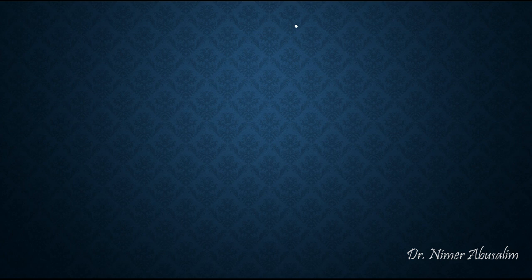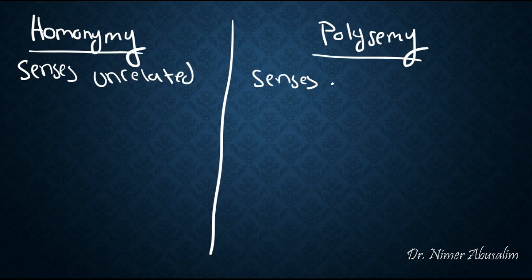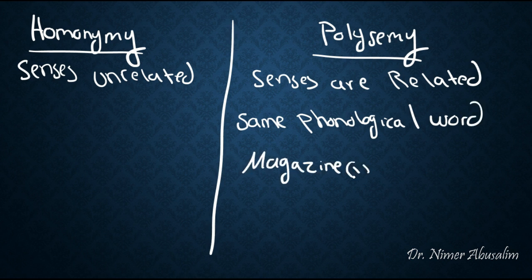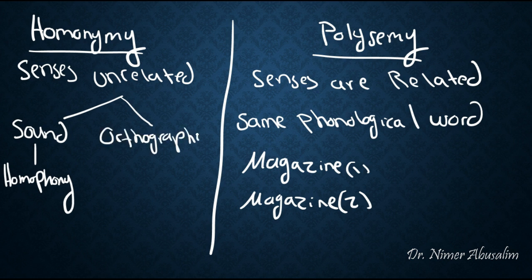So then, to summarize homonymy and polysemy, in homonymy the senses are unrelated, but in polysemy senses are related. And they are related senses of the same phonological word. By this, if you recall our example of magazine, call it magazine 1, then magazine 2, they sound exactly the same. Now back to homonymy. If the senses are unrelated and they sound exactly the same, we call that homophony. If the senses are unrelated, but their orthography is the same, we call them homography.